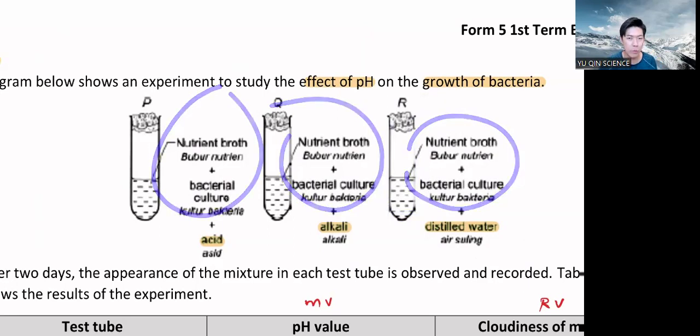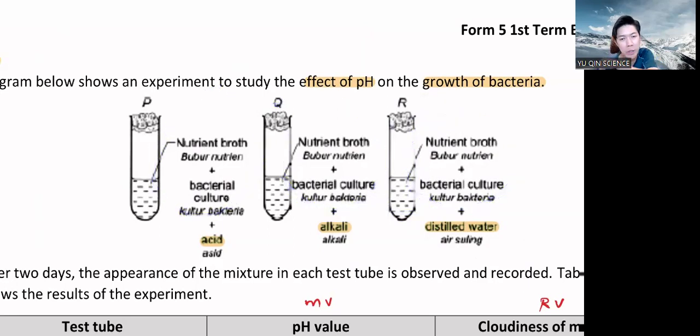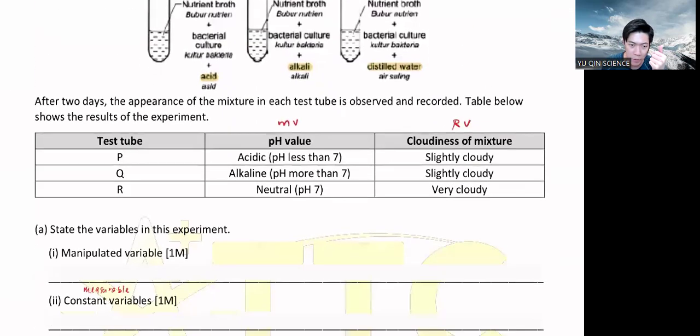So this is quite obvious. There's nothing else to choose but the nutrient broth and the bacterial culture, since these are in liquid form, right? So make sure you use the correct words. Liquid is volume, quantity. So you cannot write mass of nutrient broth, like how heavy, or length of nutrient broth. All these answers are not acceptable.